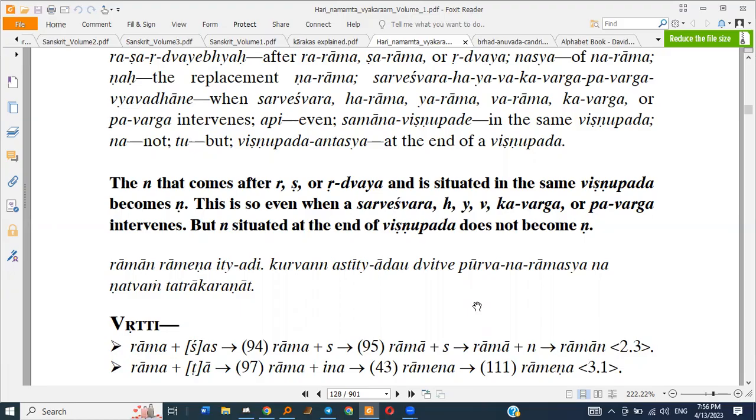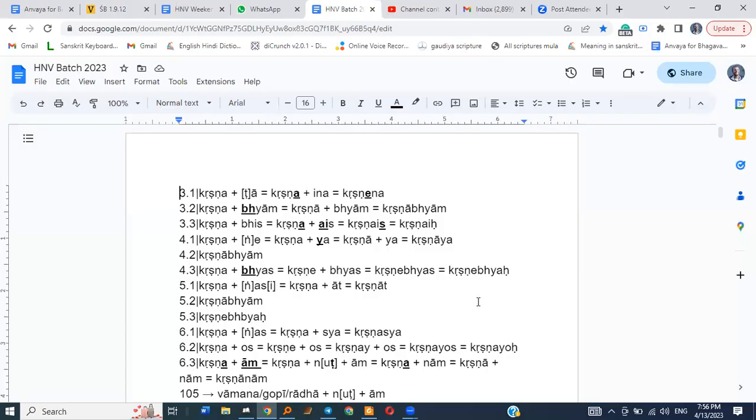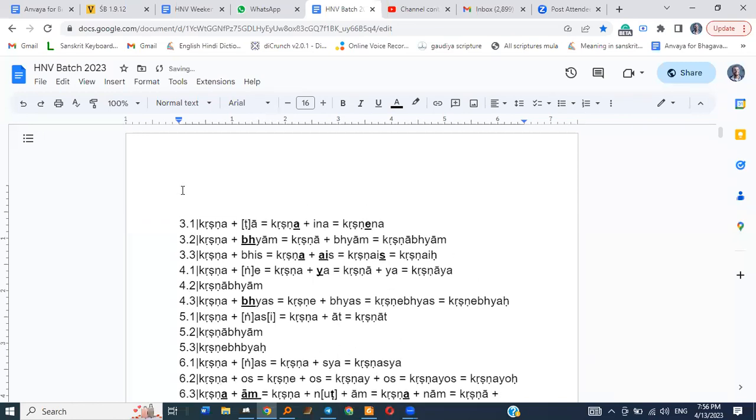So the point is, let's say if we are doing Rama Shabda, which is also a Krishna Shabda, and let's take 3.1. Krishna Tainaha. After a Krishna Shabda, Ta is replaced with Ina, and we get Ramena by Adhamigve A, right?